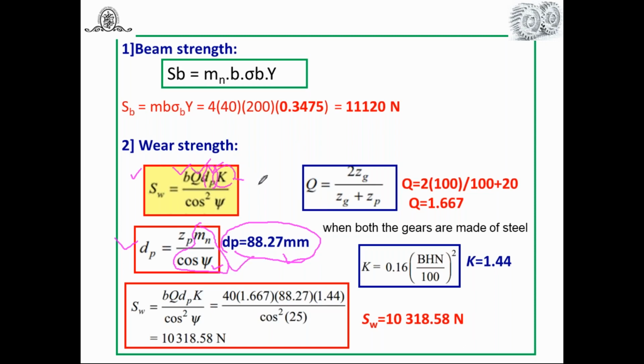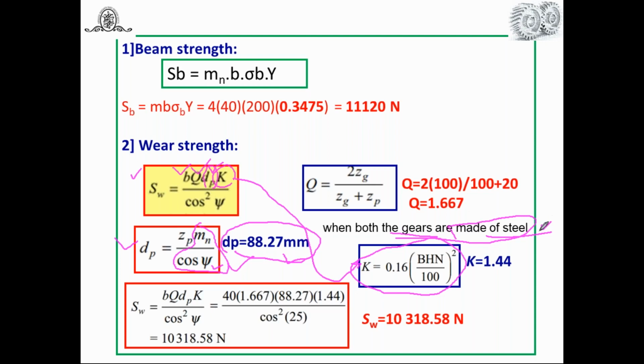What is K? That we have to find out. Load stress factor K is equal to 0.16 (BHN/100)². Why am I referring to this equation directly? Because both gears, meaning pinion and gear, are made of steel. For steel, you can use the value of modulus of elasticity, and after solving it you will get the relation K = 0.16 (BHN/100)². This equation is applicable when they are made of steel.